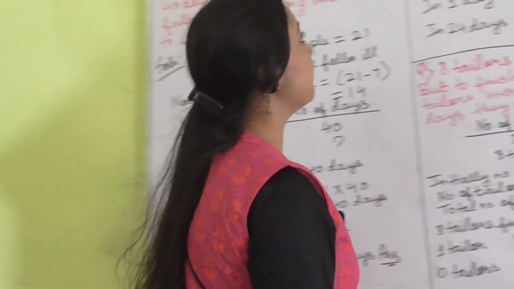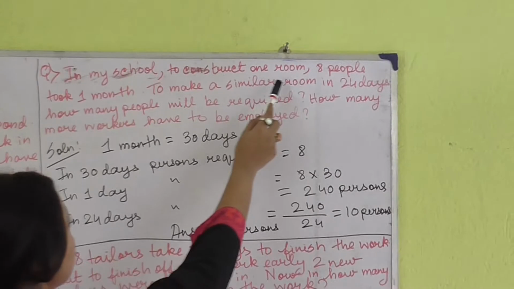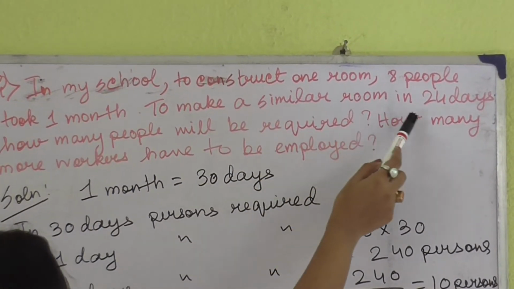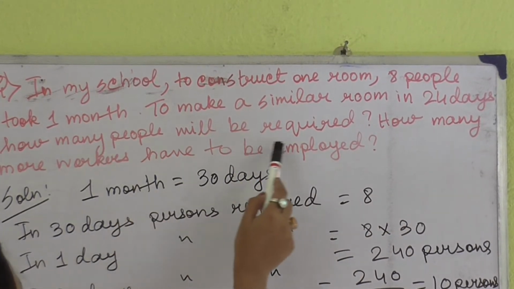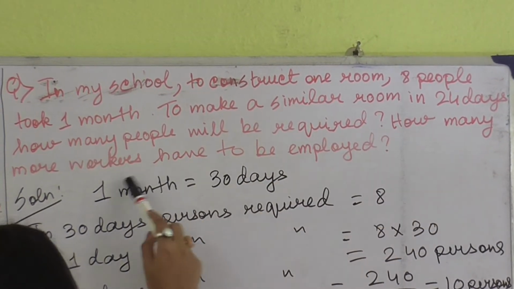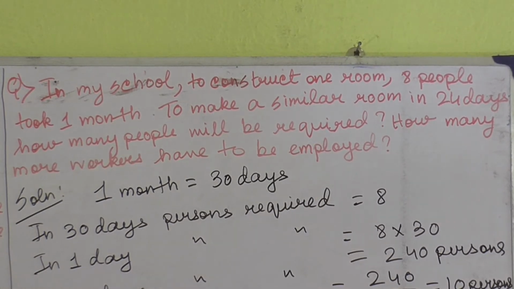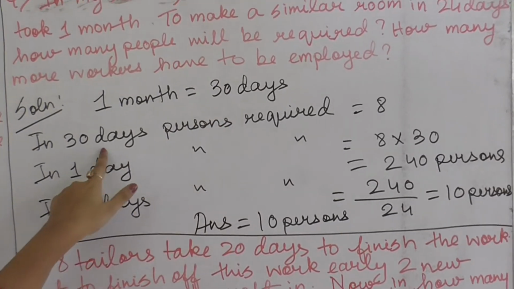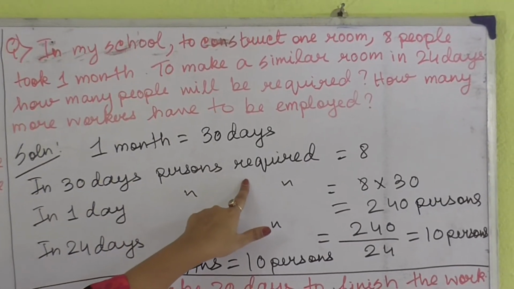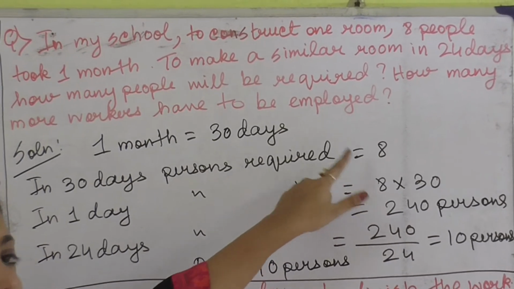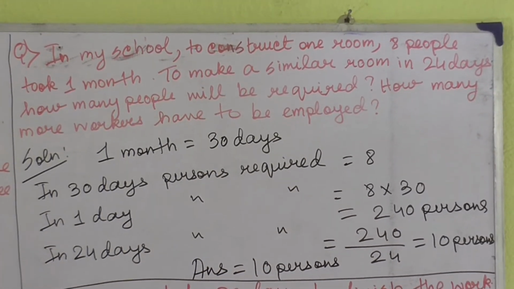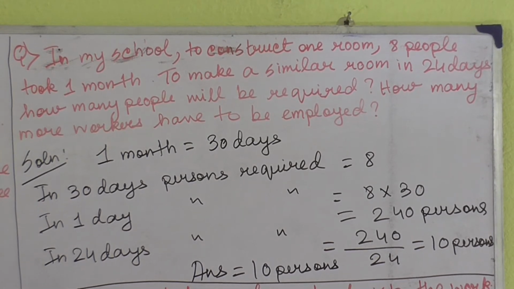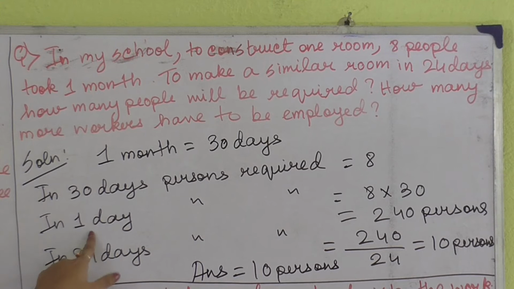Another problem I have given. In my school, to construct one room, 8 people took 1 month. To make a similar room in 24 days, how many people will be required and how many more workers have to be employed? So 1 month, we all know, consists of 30 days. In 30 days, the persons required to complete the work is 8. It is already given. Now we have to find out how many persons are required in order to complete the work in 1 day.